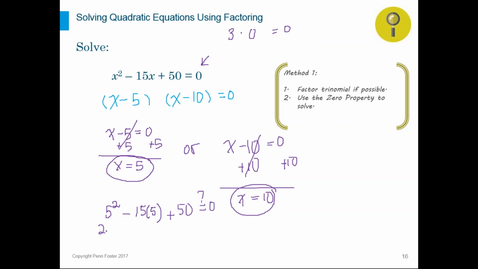Well, 5 squared is 25, minus 15 times 5 is 75, plus 50. Do your math and add, and you will find out that this left-hand side of the equation is equal to 0. Then this 5 is a correct value of x. If you try it for 10, you will have a 0 on the right-hand side. So this is another value of x. And that's it. So your solutions are 5 and 10. Okay?